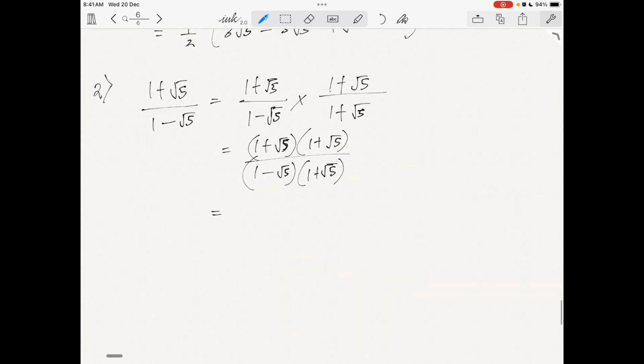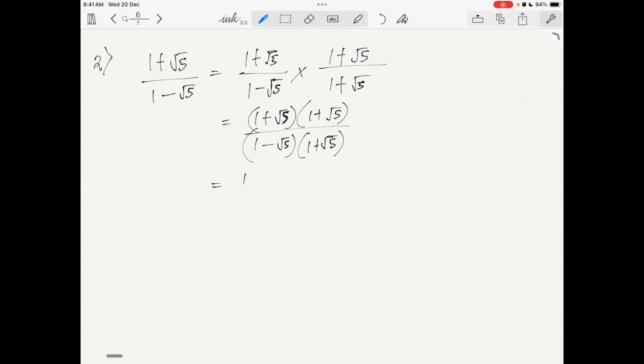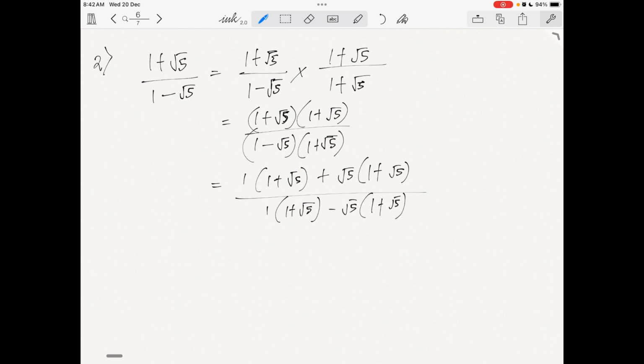Then we open the brackets like we used to do. So it's 1 plus root 5 plus root 5 into 1 plus root 5, divided by 1 into 1 plus root 5 minus root 5 into 1 plus root 5. So 1 multiplied by 1 gives us 1, 1 multiplied by root 5 will give us root 5, root 5 multiplied by 1 will give us root 5, and root 5 multiplied by root 5 will give us root 25, and that is 5.